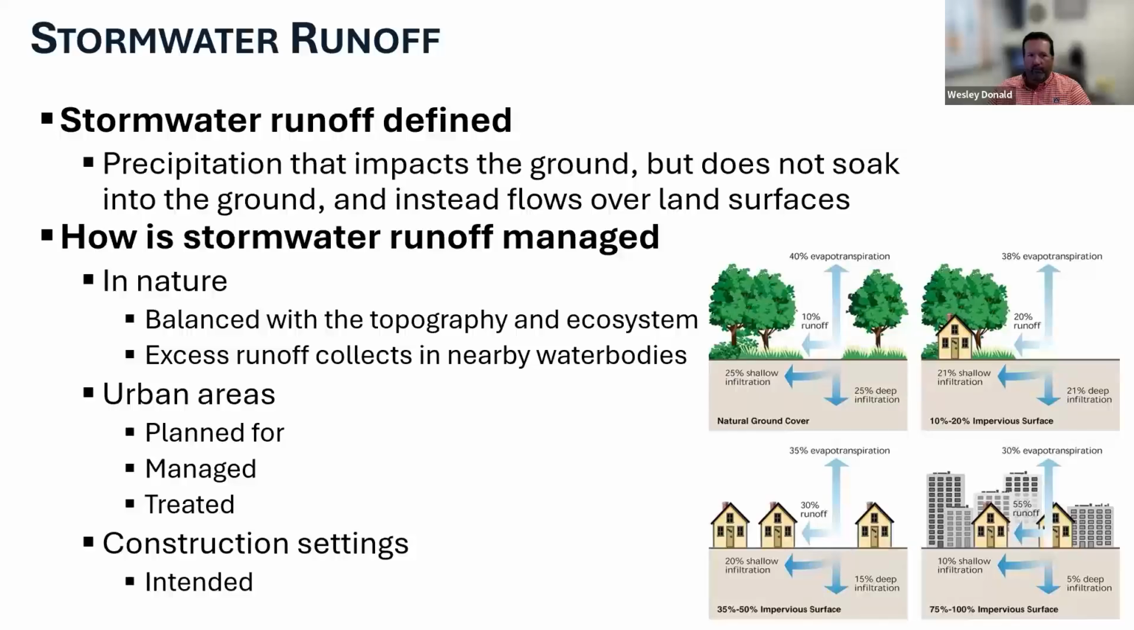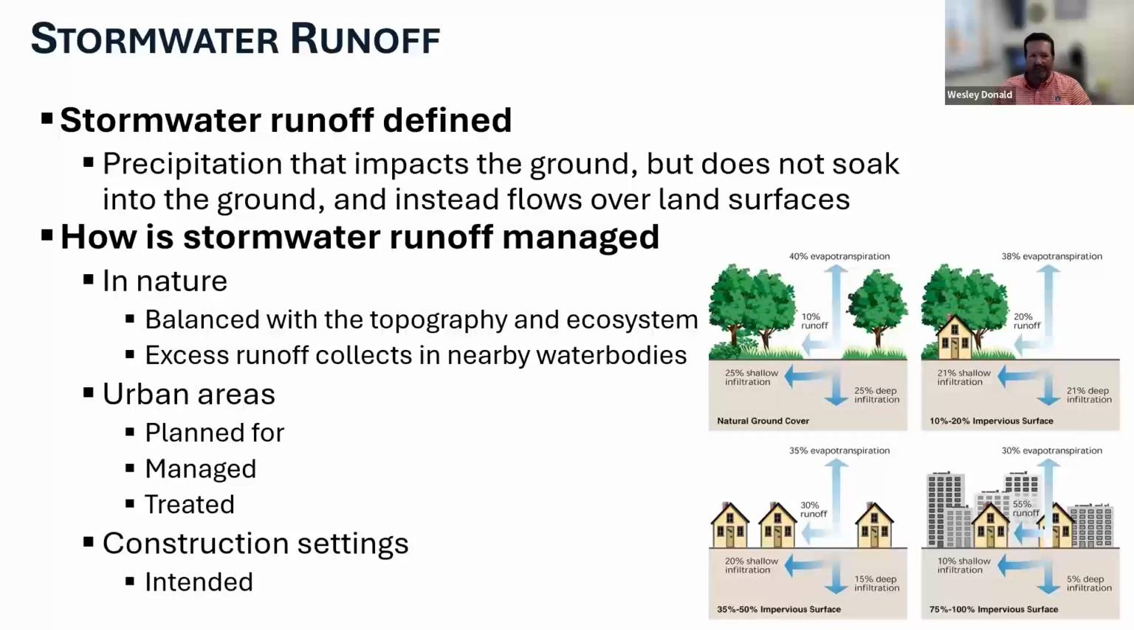So stormwater runoff is defined as precipitation that impacts the ground, but does not soak into the ground and instead flows over land surfaces. And we think about how it's managed in nature. It's balanced by topography and ecosystem. There is excess runoff. It runs to the nearby water bodies, but it's in balance with the environment around it. And it's basically evolved over the years and decades and hundreds of years of being in balance with the water that it typically sees throughout the year.